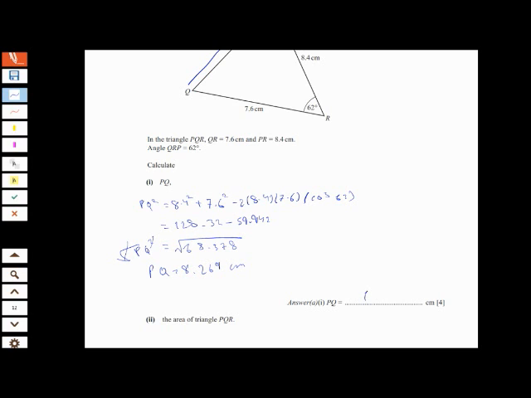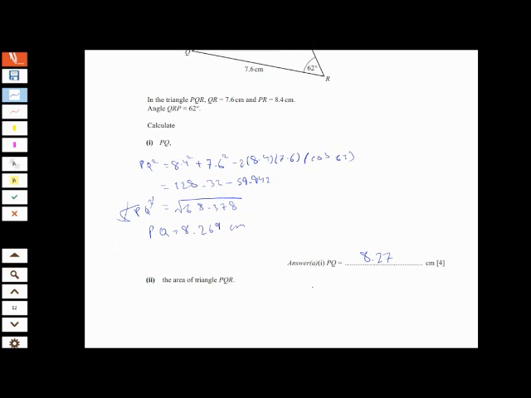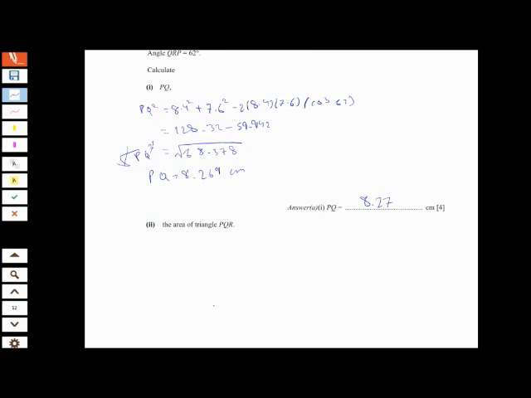The area of the triangle PQR. For this one, just use the formula for the area of a triangle, which is half times the two sides, which is 8.4 and 7.6, and then sine of the angle between them, which is 62. That would equal 28.1836 centimeters squared. So you round it and you get 28.2.